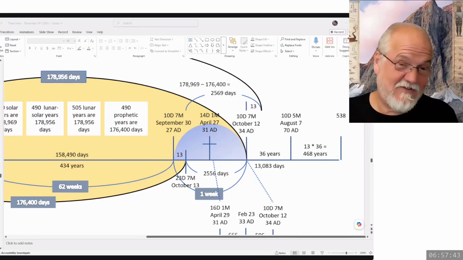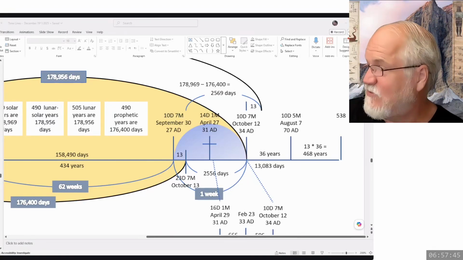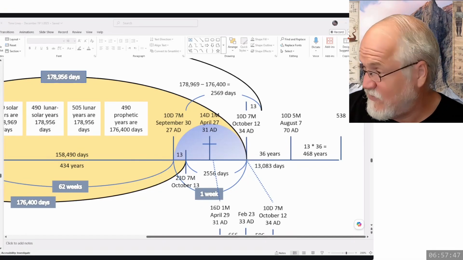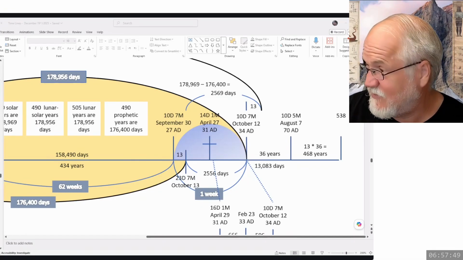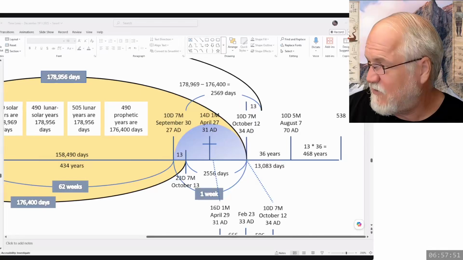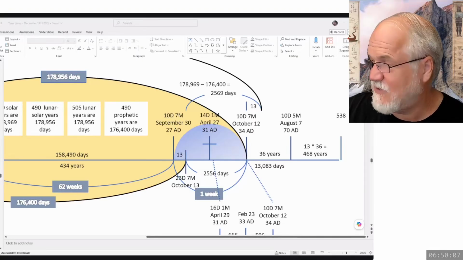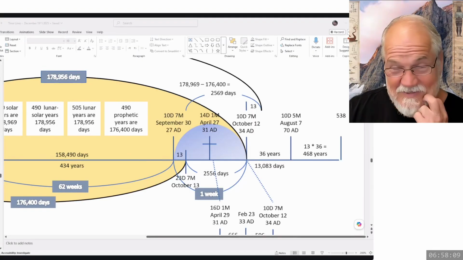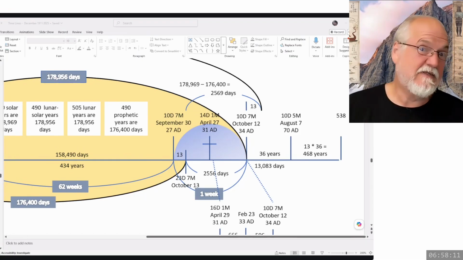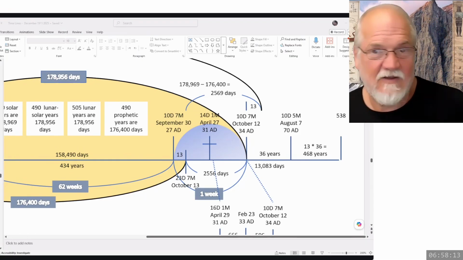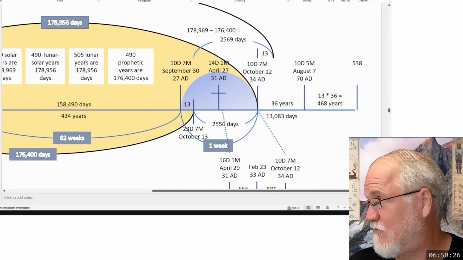So maybe that has some symbol attached to it. Or you could take all of the different divisions, right? You can take 49 times 13 times 12 times 36. You could keep doing that. You could keep multiplying these and getting all these different other types of numbers. Maybe there's something there.